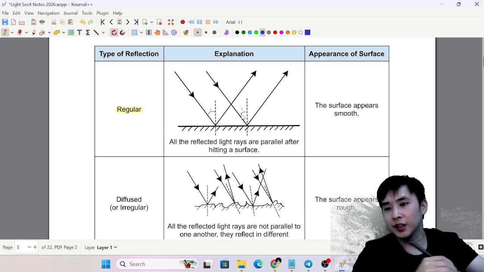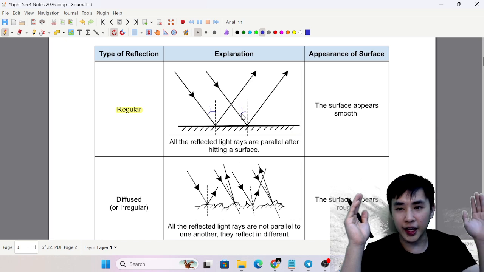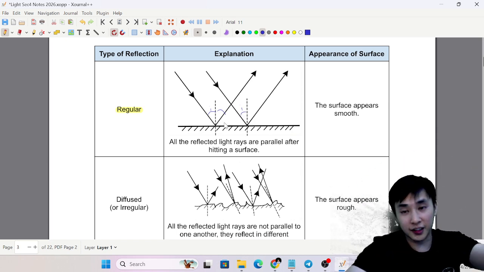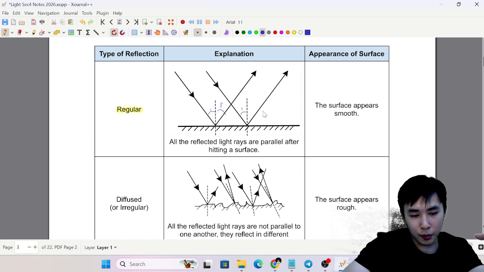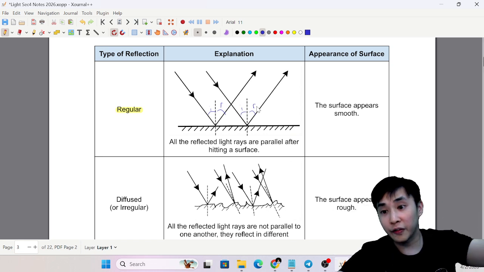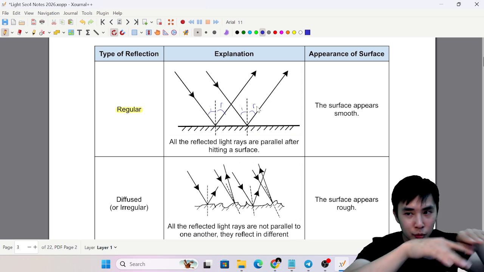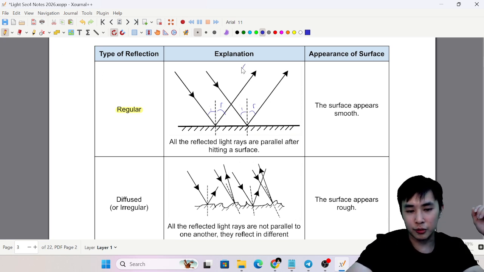Right? So that's it. Remember that if the angle of incidence is equal to the angle of reflection for all your reflected diagrams, then you know that both of them, when they undergo reflection, will also be parallel to one another. Whenever you look at a very smooth surface, this is how the diagram looks.